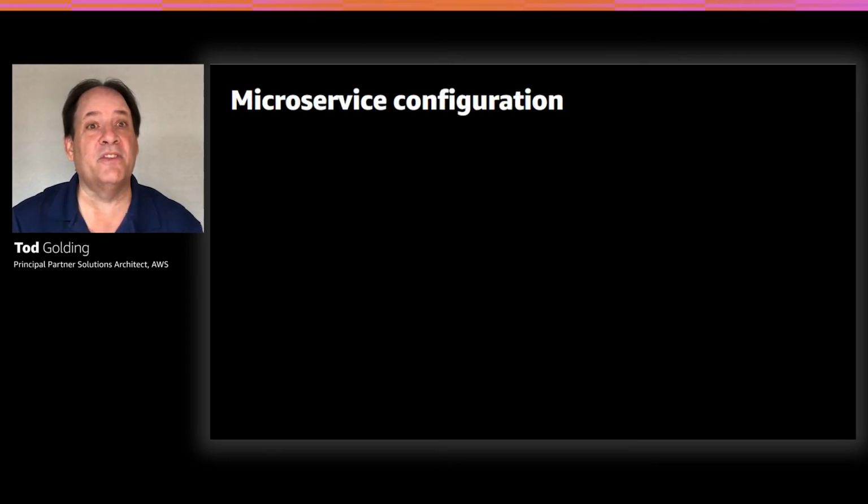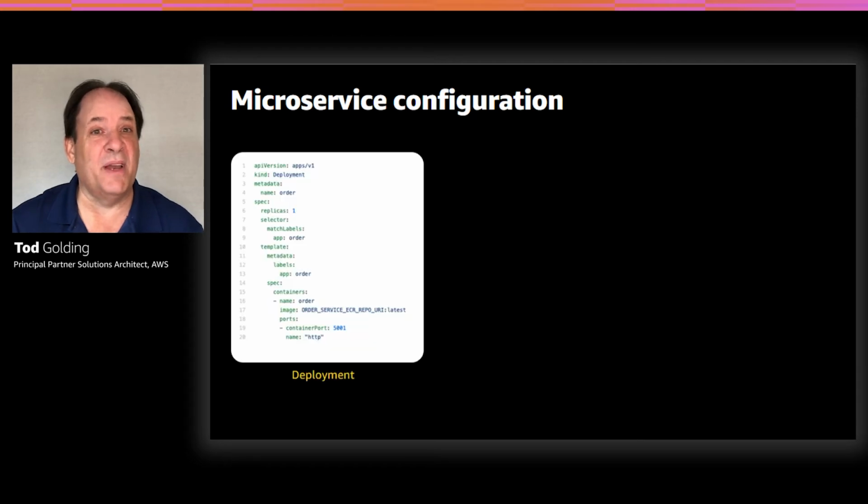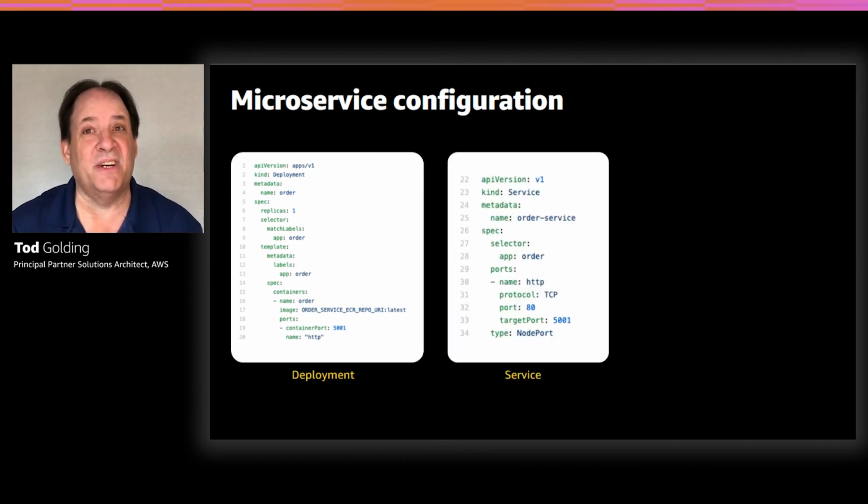Now, the microservice configuration itself, if we want to dig into that, you'll see here that we have a deployment file. And this deployment file is a classic sort of Kubernetes construct that describes what the microservice is. In this case, we're looking at an order microservice, and you'll see it tells you what the image is, what the port is, and so on. So this is the basic configuration of our deployment of one of our microservices.